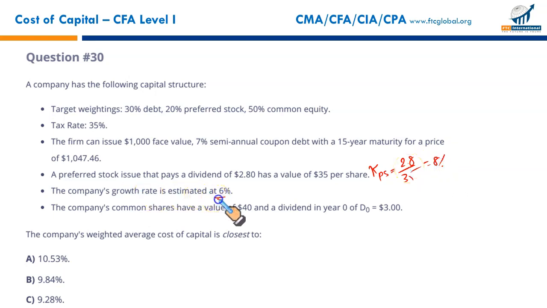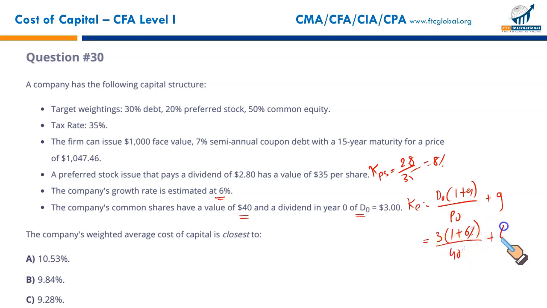The company's growth rate is 6%. That's G. The company's shares have a value of 40, and a dividend in year 0 that has just been paid. That's the dividend now. So the formula that we'll use for cost of common equity, the dividend discount model, is current dividend times 1 plus G upon current share price, plus growth rate. So we have D naught, that's 3, times 1 plus growth rate, that is 6%, upon current share price, that's 40, and to this simply add the growth rate, that is 6%. Let me calculate 3 times 1.06 upon 40, convert this into percentage, to this add 6 gives you 13.95. This is your cost of equity, 13.95. And 8% is the cost of preferred stock.